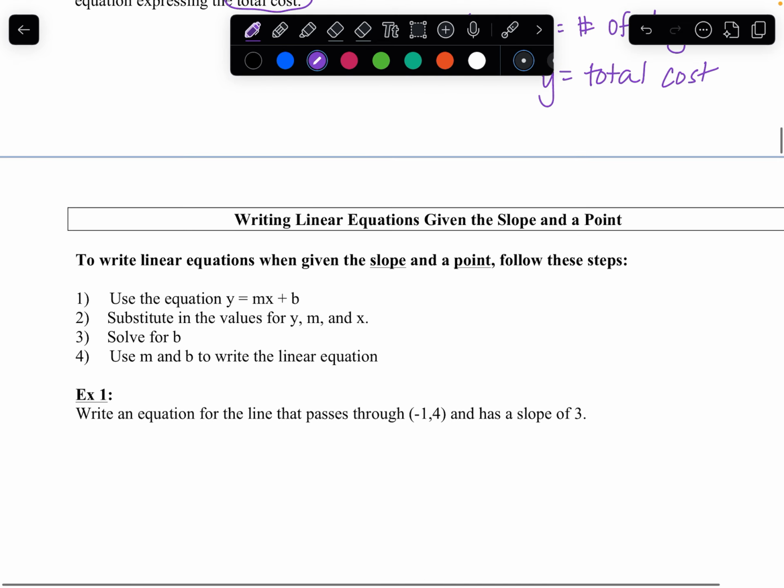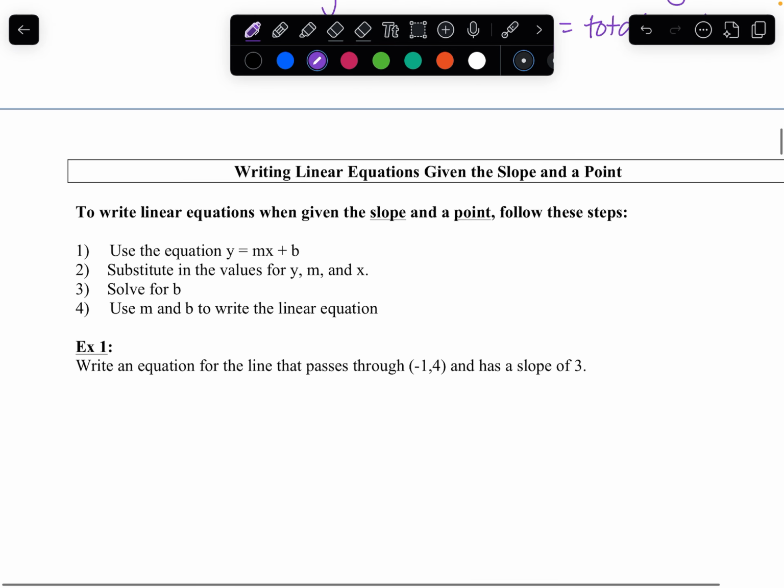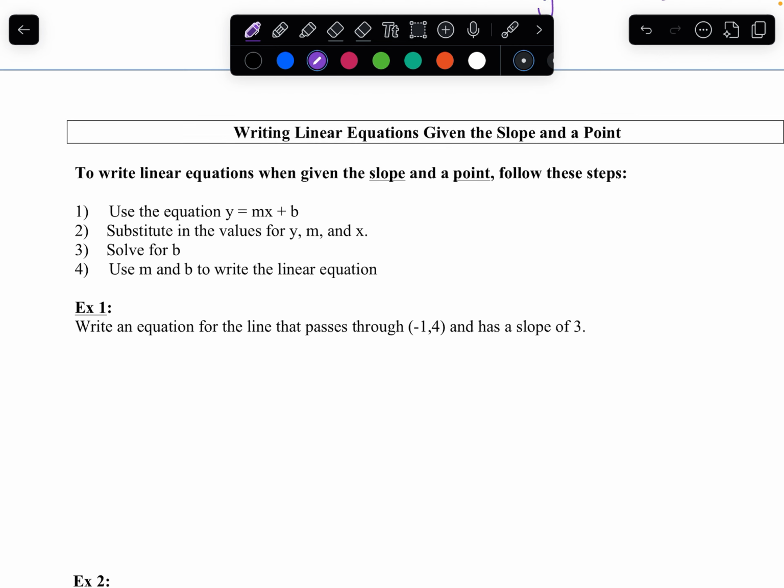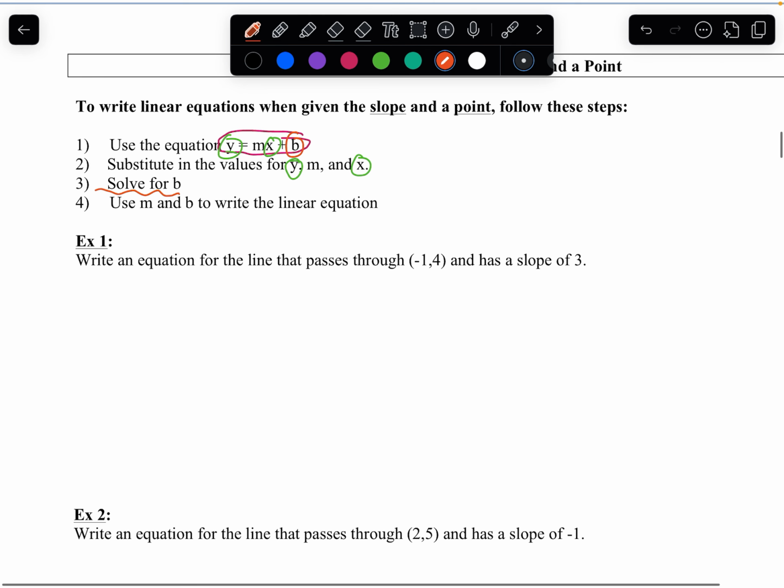Okay, let's go to our next page. So writing linear equations given the slope and a point. So this was a little different. We're not given our y-intercept. We have to kind of figure it out. So we're still going to use that y equals mx plus b, but what we're going to do is plug in our point x and y into our function and then solve for b. And then write our linear equation.